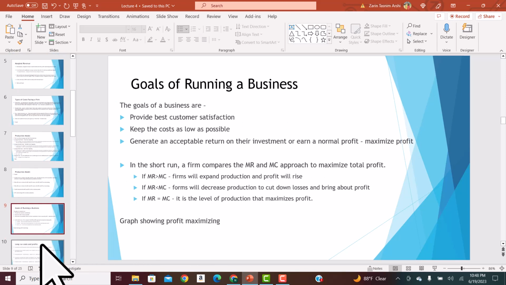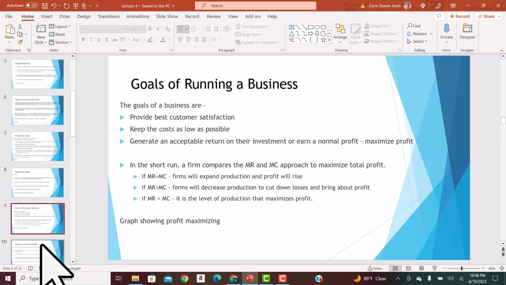So what are the goals of running a business? Again, when a business sells goods and services, what are their goals? They want to provide the best customer satisfaction so that customers come back to their business and continue buying goods and services and have loyalty towards them. They want to keep their cost as low as possible, and that is the reason why we are looking into these different types of cost: average cost, variable cost, average variable cost, average fixed cost, marginal cost. These are different costs that the firms will look into so they can reduce their costs as much as possible. They also want to generate as much profit as possible. That is their ultimate goal. They want to make more money. That's why they are in the market selling goods and services.